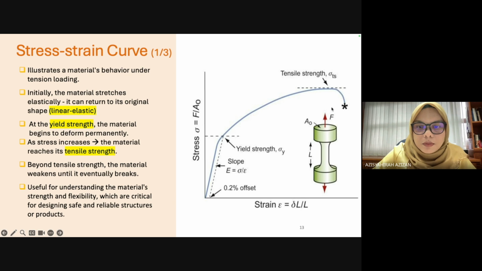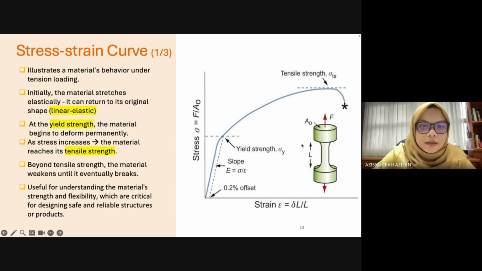After this tensile strength, if we notice, the curve starts to drop. So in this region, the material starts weakening, semakin lemah. The point here, marked with an asterisk, is the point where the material breaks, or we can say the material fails.